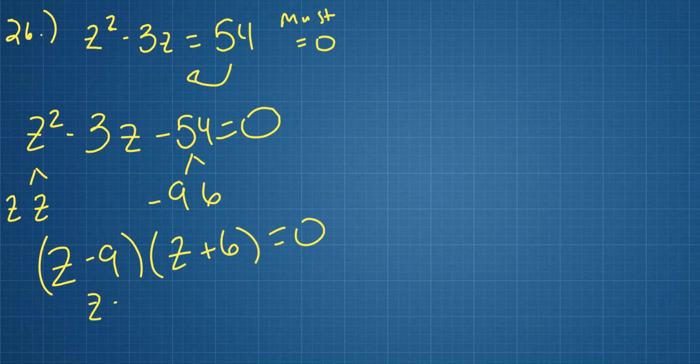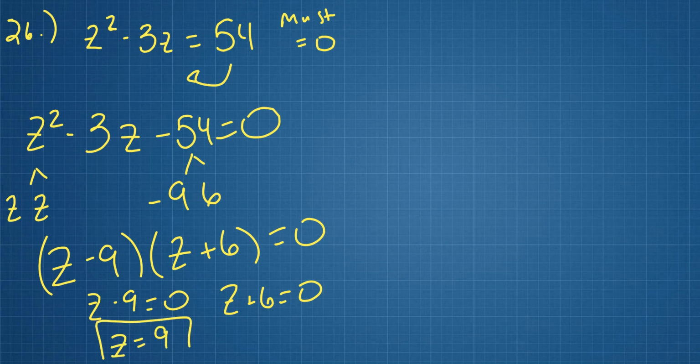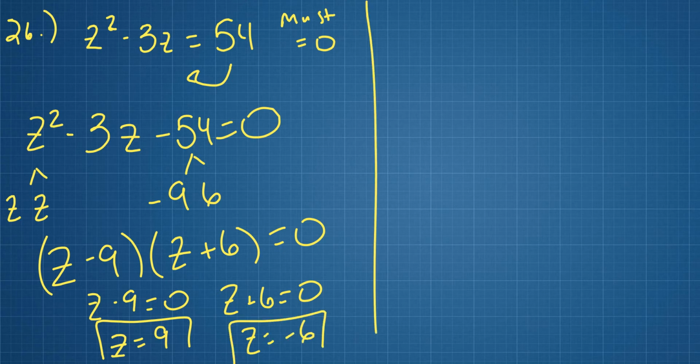Set each of them equal to 0. Z minus 9 equals 0. Z plus 6 equals 0. I add 9 to both sides. Z equals 9. I subtract 6 from both sides. Z equals negative 6. And that's it for 26.